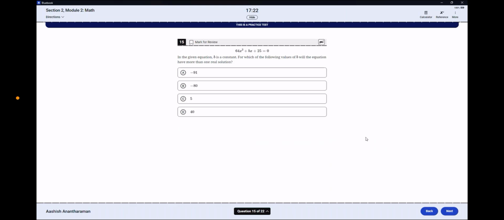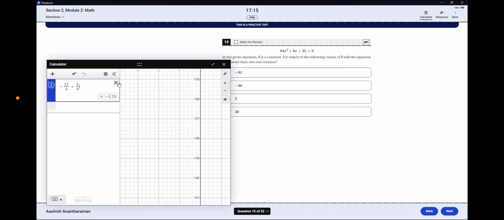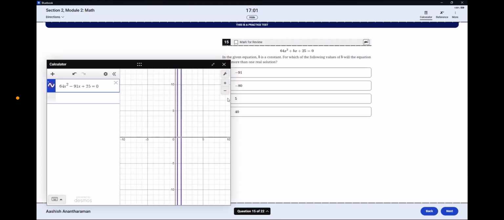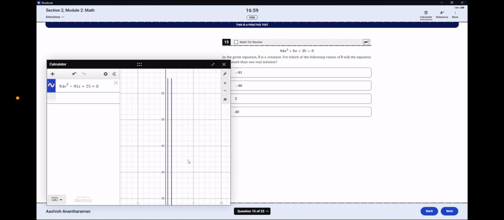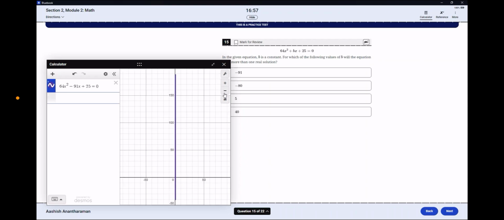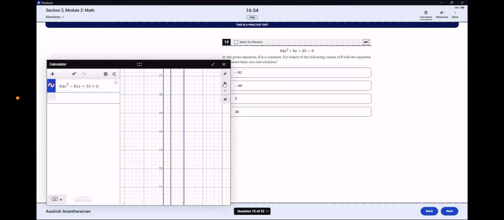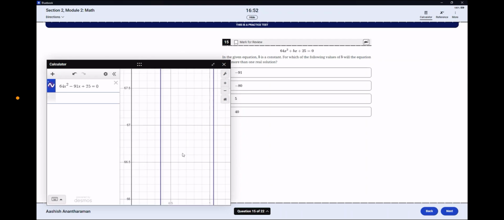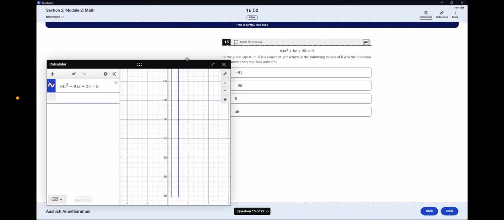b is a constant here. For which of the following values of b will the equation have more than one real solution? So we have 4 answer choices. Honestly, the best way to do this is to look at each individual answer choice. And this will show you, so this looks like it has more than one real solution. Let's keep looking at the other choices.